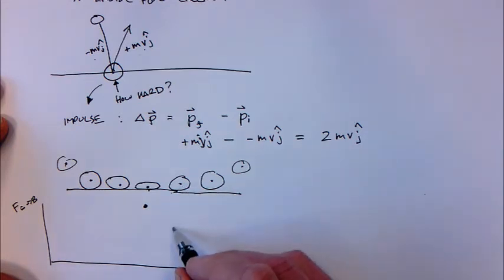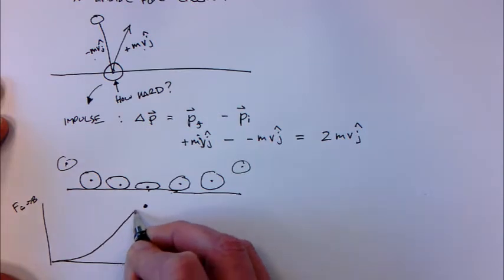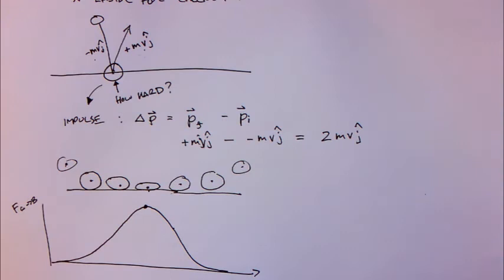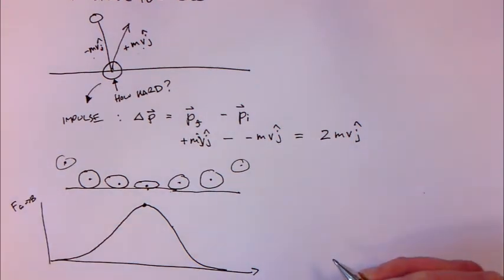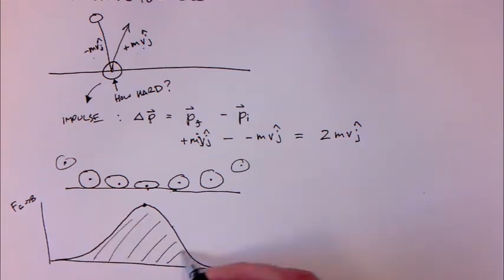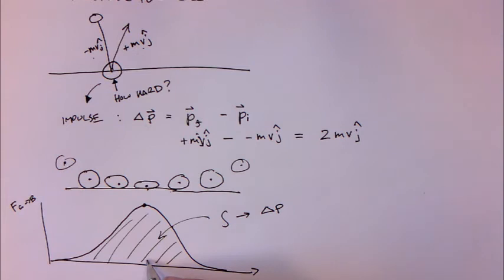There'll be some force here, some force here. So maybe the force of the ball on the ground or the ground on the ball looks something like that. We don't know exactly what it looks like, and that's part of why impulse is handy: even though we don't know exactly what this shape is, we do know what the integral of this is. When we integrate this entire thing, this integral tells us what the change of momentum is. The integral of this force is the impulse.